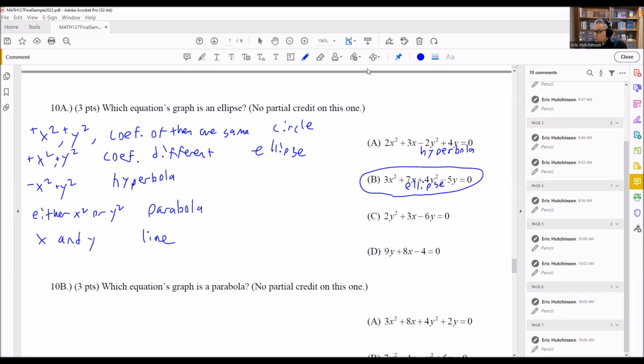Now this one has a y squared and nothing else. Just one squared we have there. This is going to be a parabola. And then this one has nothing squared on it, and so this is going to be a line. So that's how you can identify all those. All right, so the answer then is going to be B for this one because that's an ellipse.